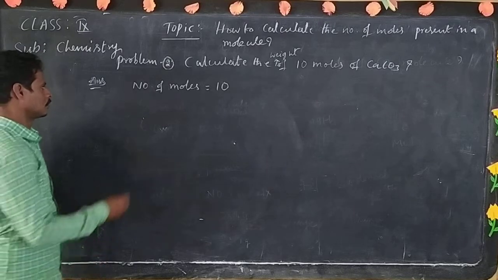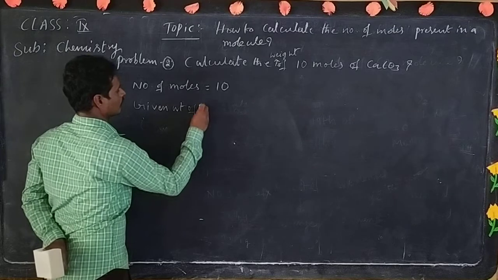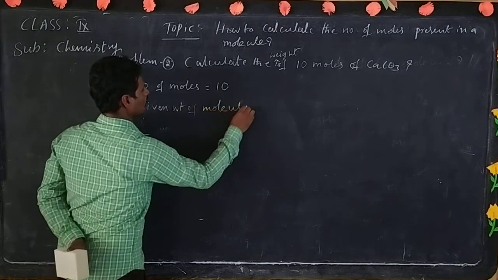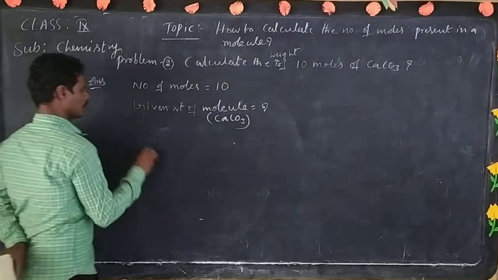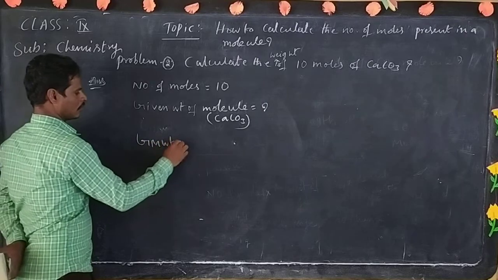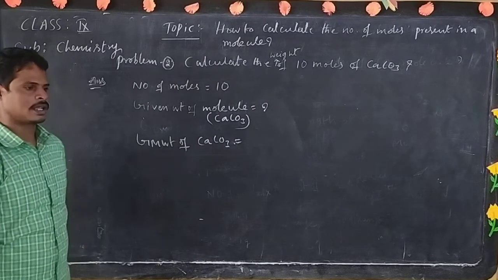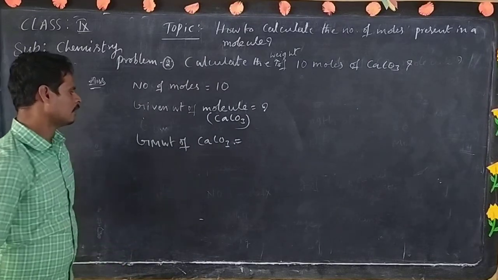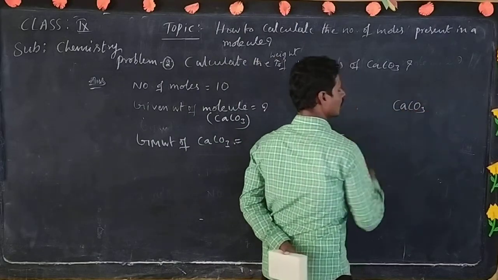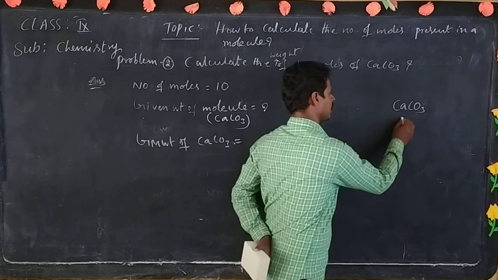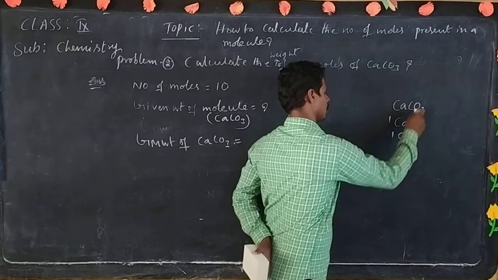Next, given weight of molecule equal to question mark. What is the molecule? Calcium carbonate. Gram molecular weight of calcium carbonate. We have to calculate the gram molecular weight of calcium carbonate. First we get the molecular weight of calcium carbonate. We can identify the different elements: calcium 1 time, carbon 1, oxygen 3.